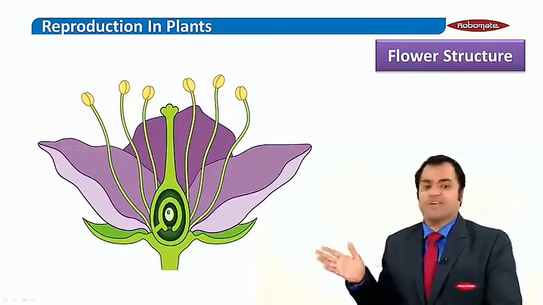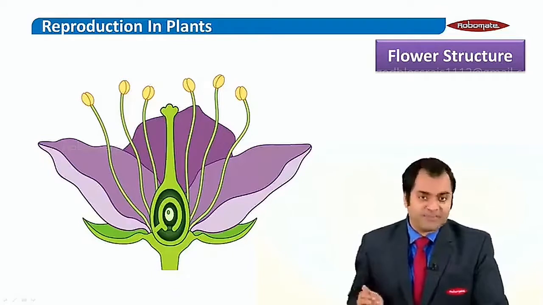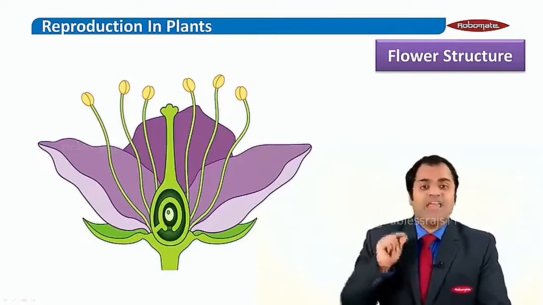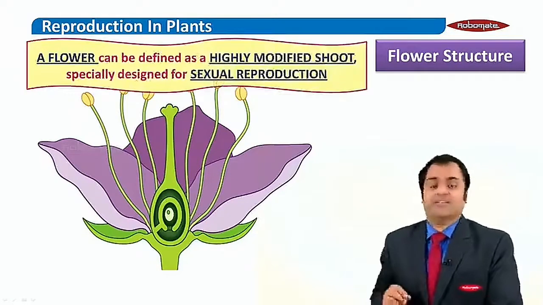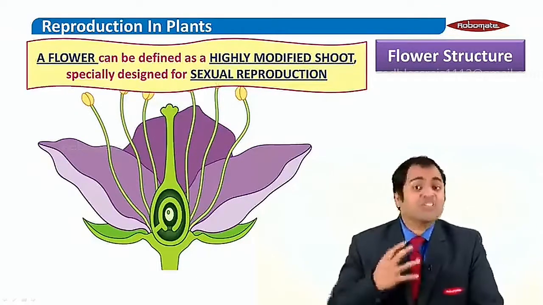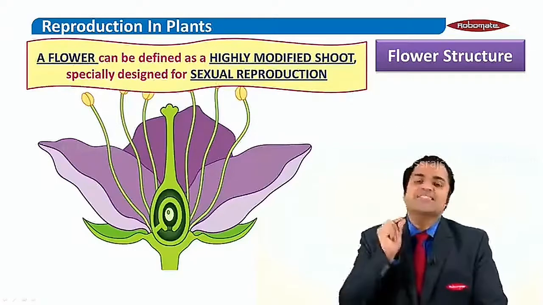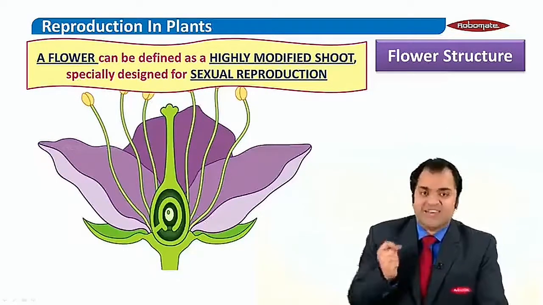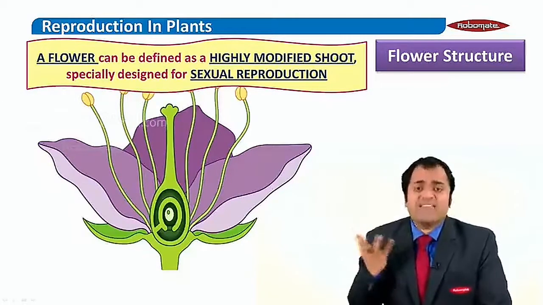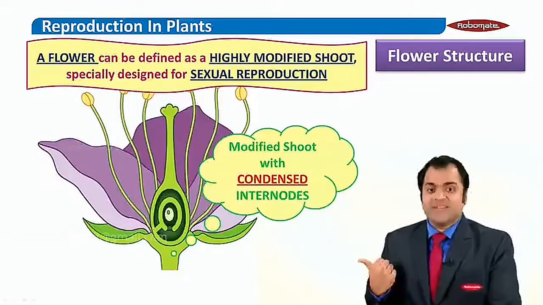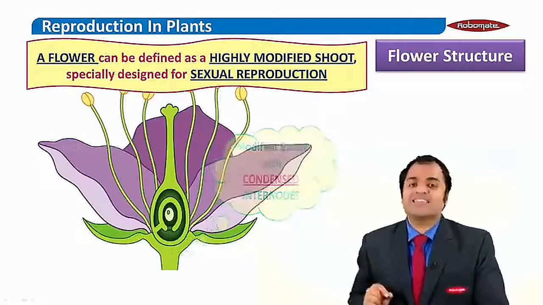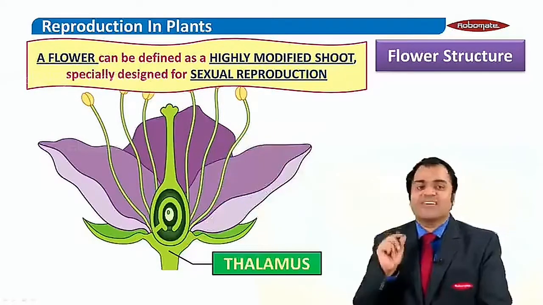Moving on, let us look at the structure of a flower. Now what you have here is a beautiful drawing of a flower, right? Let us first define what is a flower. Now once again, if you remember back from the 11th standard, a flower can be defined as a highly evolved or a modified shoot specially designed for sexual reproduction. You guessed it right. Now I use the word highly modified shoot. Where is that shoot? That shoot is right here. So this modified shoot with condensed internodes is called as thalamus or the receptacle.